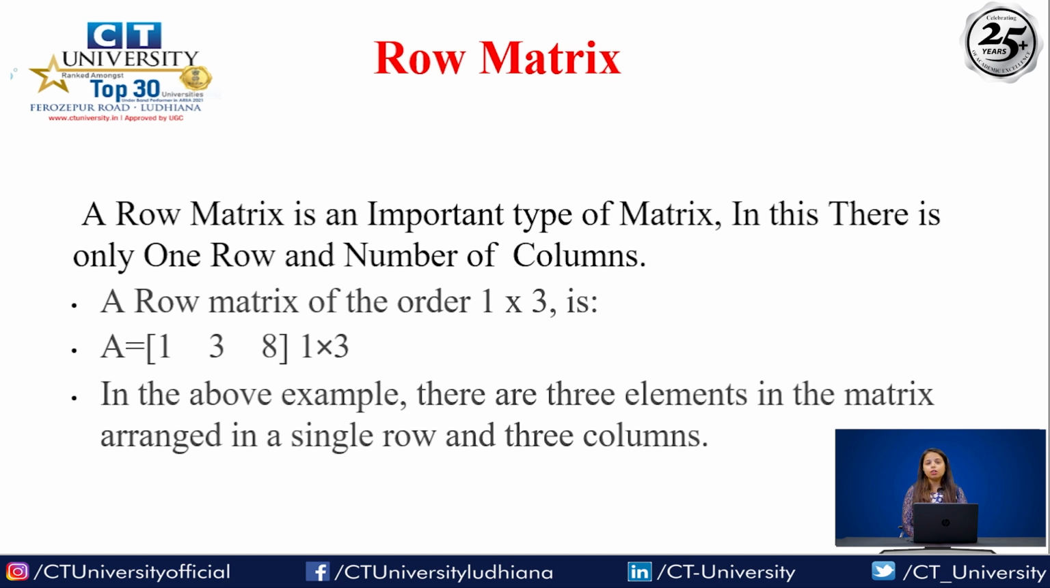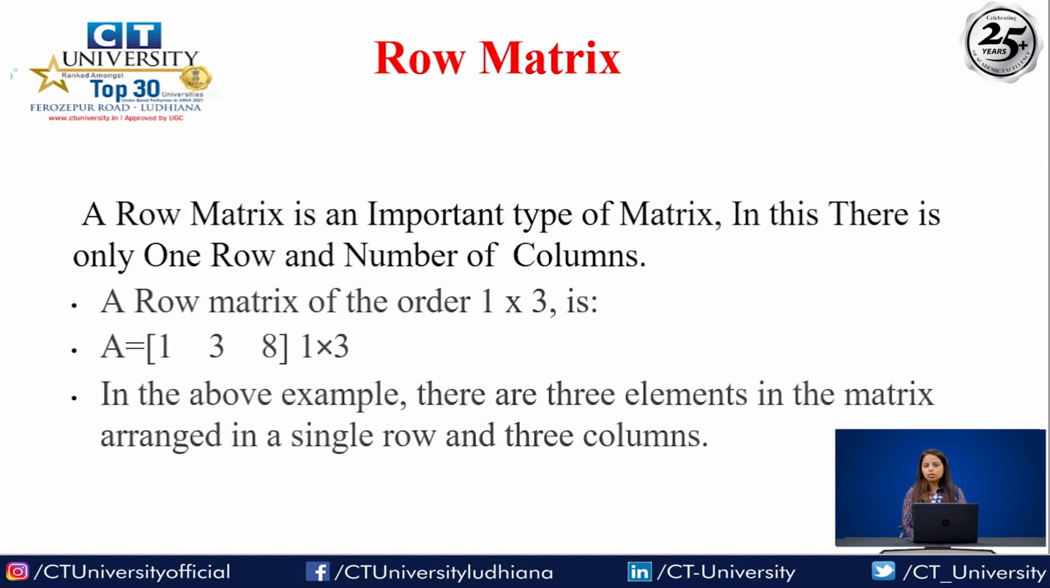It means that the condition for the row matrix is that there will be only one row, and how many columns there are doesn't matter. So the number of rows will be only one and the number of columns is according to your choice. For example, this is a row matrix of order 1 cross 3. That is, you have this matrix A, a rectangular array, and in it there are 3 elements, that is 1, 3 and 8.